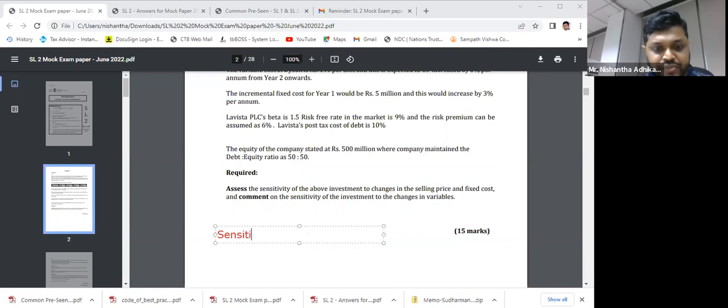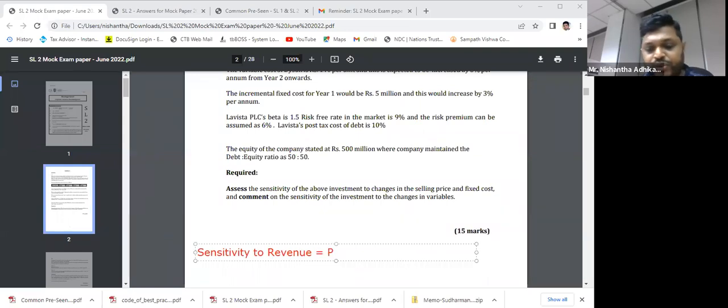Sensitivity to revenue. How to calculate it? Simply, it can be computed: net present value, NPV, divided by present value of revenue. You can show it as a percentage, multiplied by 100. Okay, this is how it will compute.